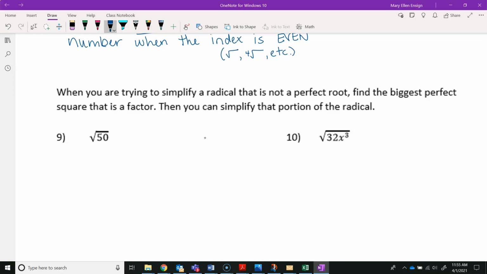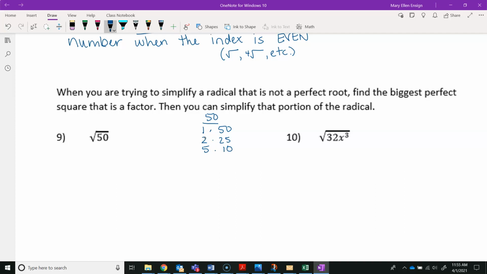So if I'm thinking about 50 here in number 9, let's think about factors of 50. And remember how we wrote these out, really orderly, right? So 1 times 50, go up to 2, 2 times 25, 3 and 4 do not go into 50 if you check with your calculator, 5 times 10, and then 6, 7, 8, and 9 don't go in either.